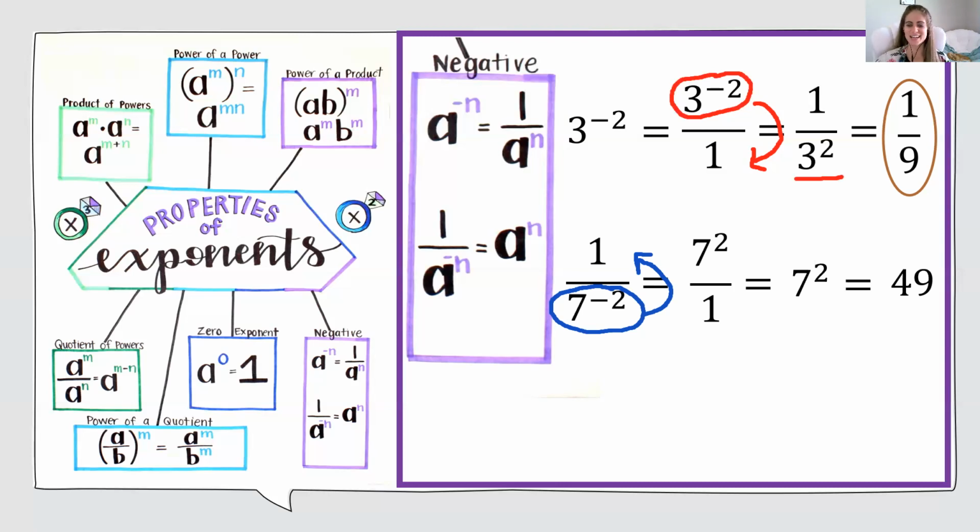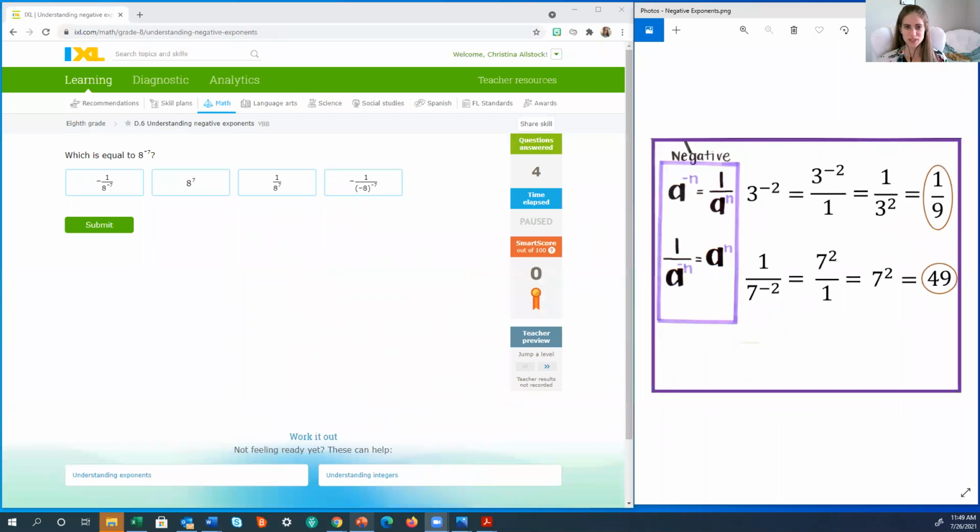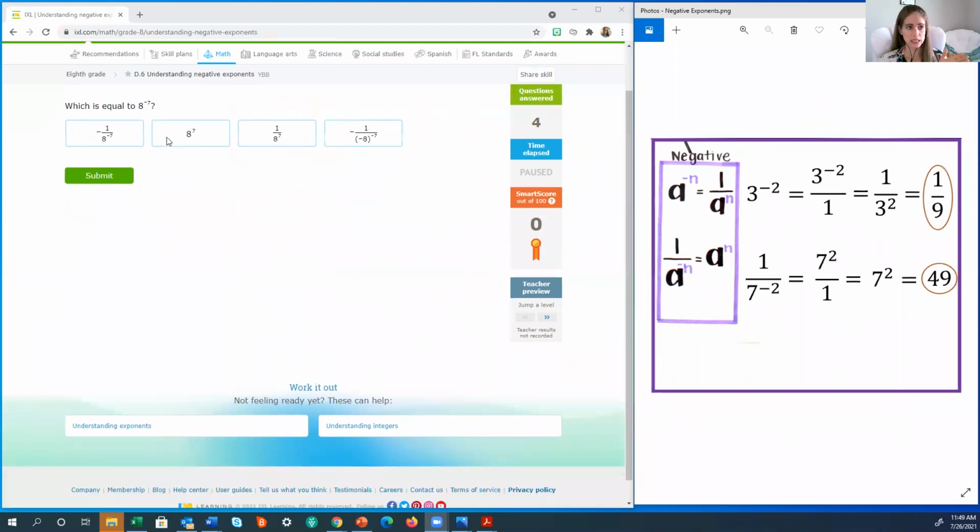All right, let's get to IXL. Let's work some of these fun problems out here. Okay, there we go. On the left here, we have the IXL assignment, understanding negative exponents. And on the right, I took a nice little snippet of the examples we just did together so you can have that as reference.